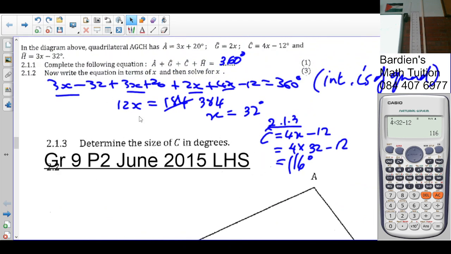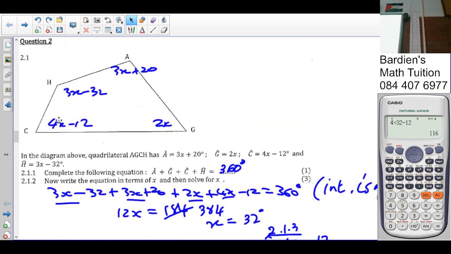2.1.2. 2.1.3. Remember, we know what x is. X is now 32. So what I do is I replace the x with 32. Remember, that's the angle that they want here. So it's 4 times 32 minus 12, and that's how I get the size of angle C. If they ask you for angle H, it's 3 times 32 minus 32. And it's solved next.